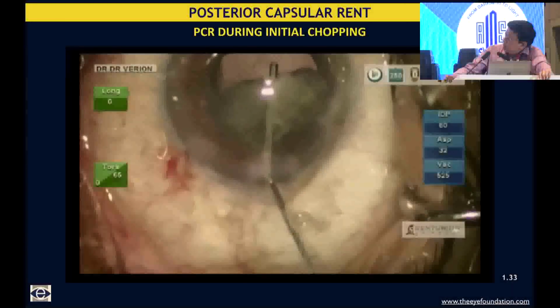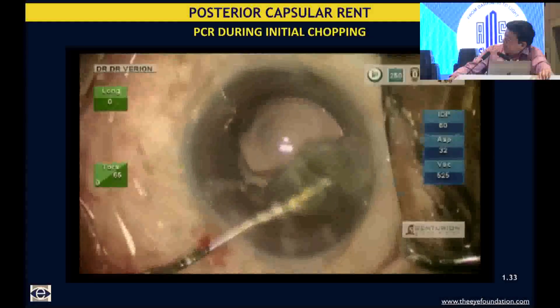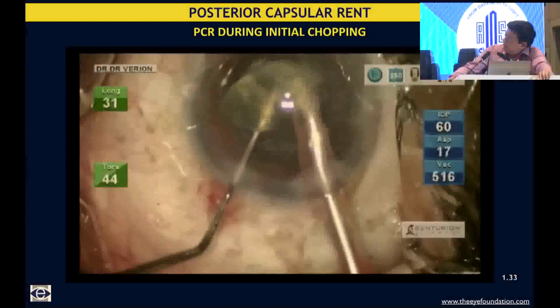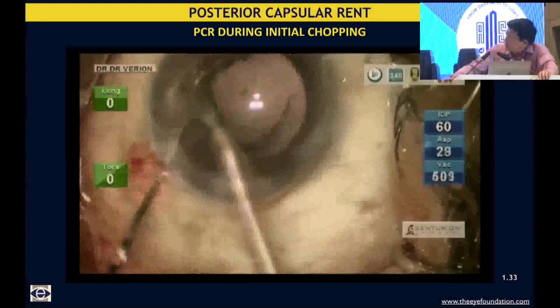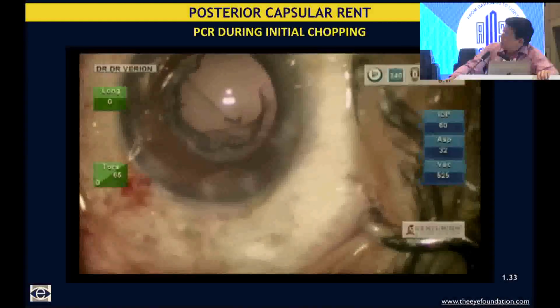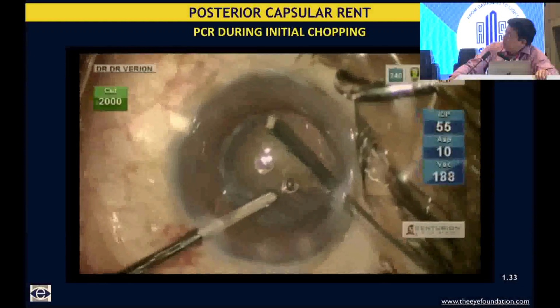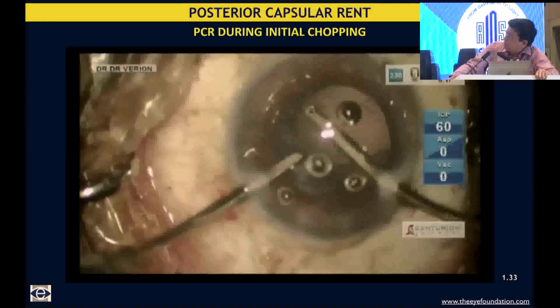It's possible even with a fairly large rent, with refilling of the viscoelastic taking place, to remove the nucleus fragments quite completely. And it's always a good idea a week later, or if the visibility is good a day later, to have a vitreoretinal colleague, or if you are comfortable, do a good vitreoretinal examination to make sure there are no nucleus fragments or cortex inside.